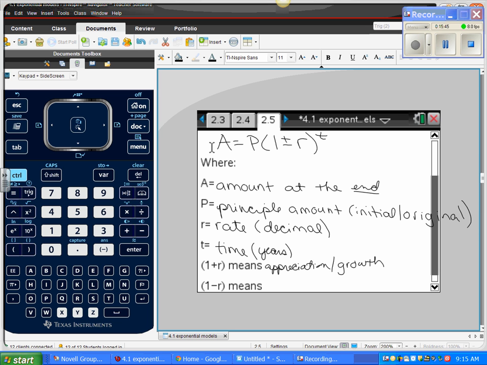1 minus r, you remember that one: depreciation. Another word for depreciation is decay. Growth and decay. You'll see growth and decay used quite a bit, probably more so than appreciation and depreciation. Growth and decay should be familiar from science. We use a lot of examples with growth and decay of bacteria. Those come up a lot.